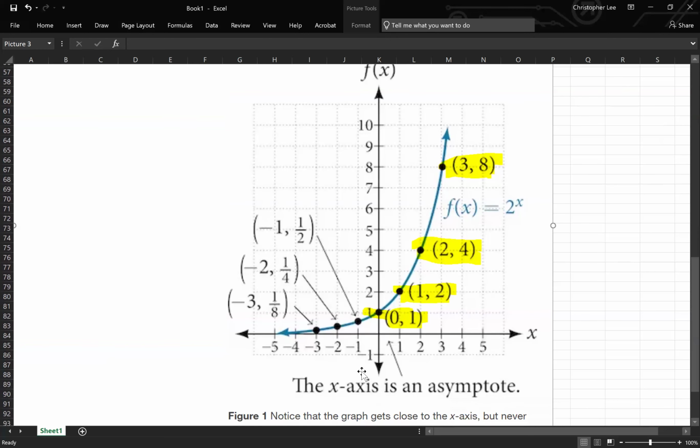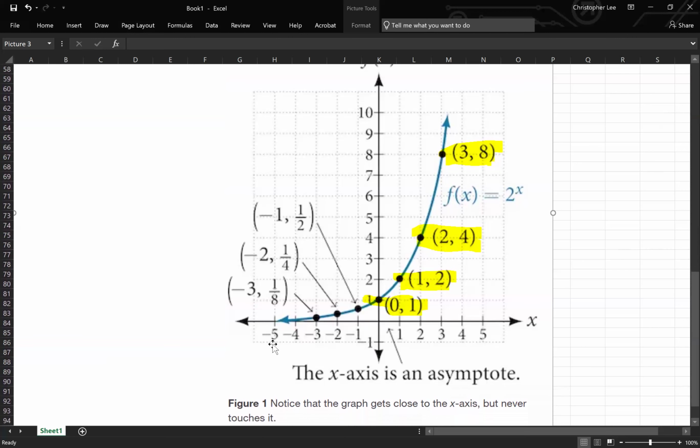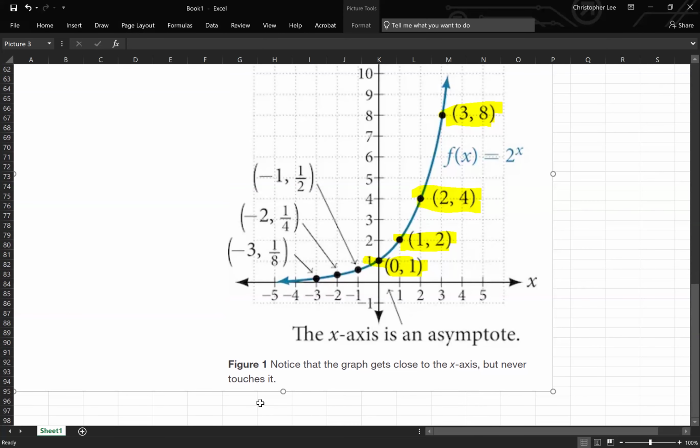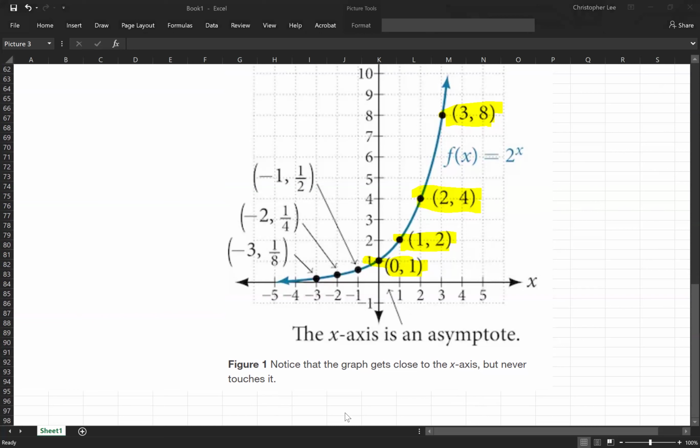Also, you want to note when you're doing the graph, I want to clearly see that the horizontal asymptote is y equals 0. I want to clearly see that. So the x-axis is an asymptote. And then notice that the graph gets close to the x-axis, but will never touch it. So that's that.